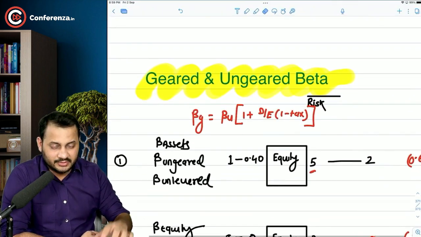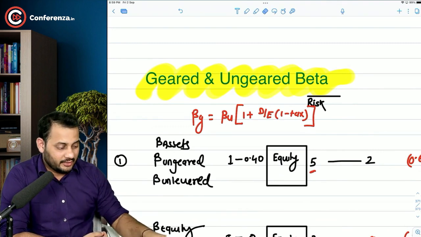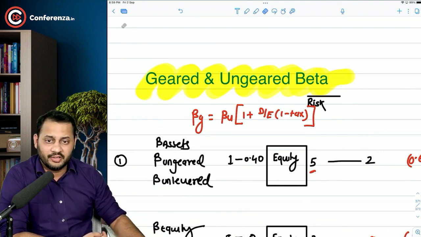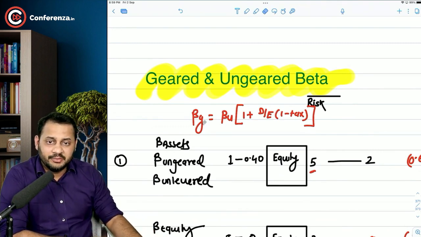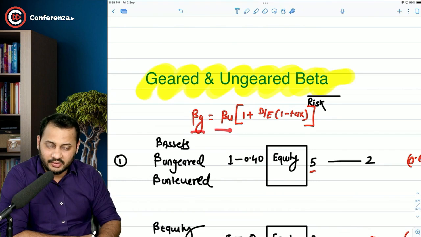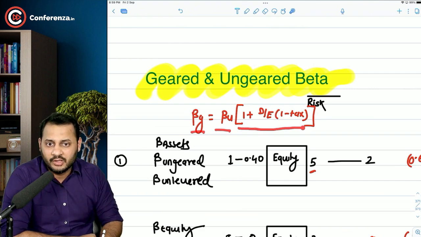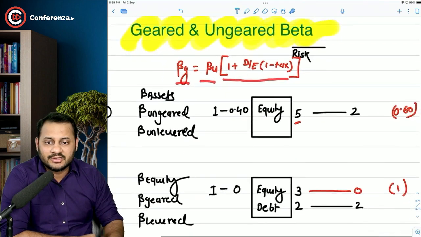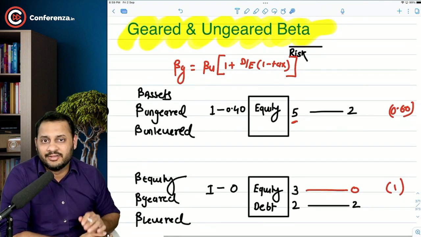So we are going to discuss this geared and ungeared beta, and let's have a look at the formula of geared beta. Beta G means the geared beta, which is equal to ungeared beta multiplied by 1 plus debt equity ratio in bracket 1 minus tax. We will derive this formula, don't worry about it. But first, let's understand the concept.